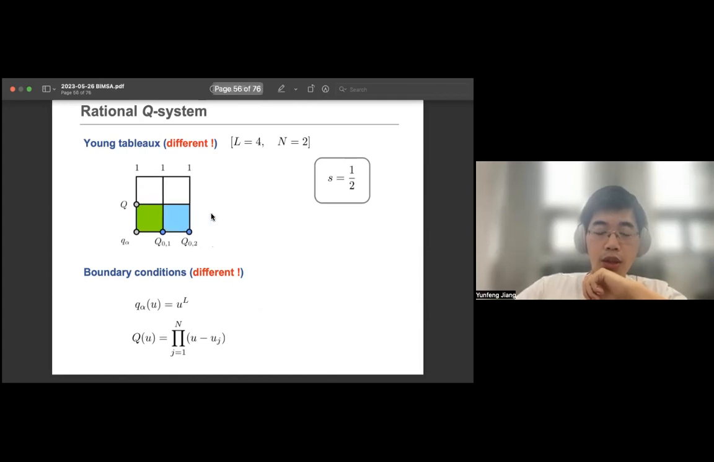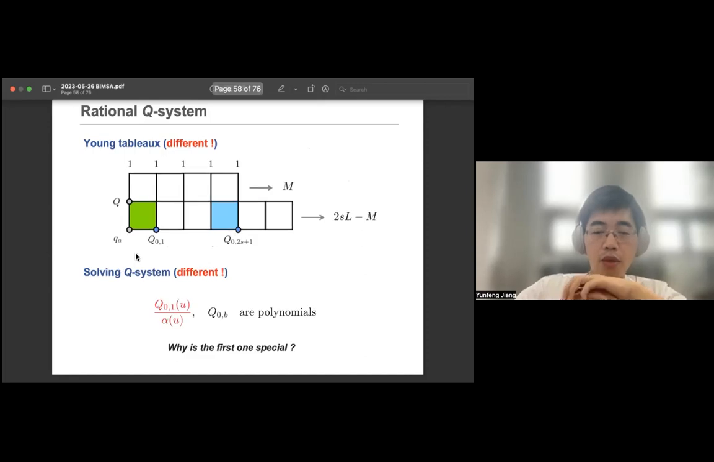And also, the boundary condition changes. The upper boundary is always trivial, but the left boundary, especially this Q alpha, which is the Q00 I denoted before, changes from spin 1/2 to spin 1. Notice I keep the length of the spin chain and the magnon number fixed. I just change the spin, and you see the Young tableau is changing, and also the initial condition, Q00, is changing.